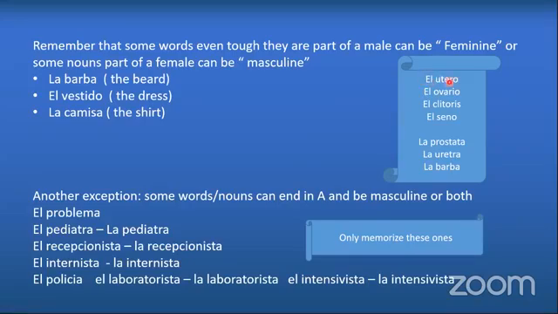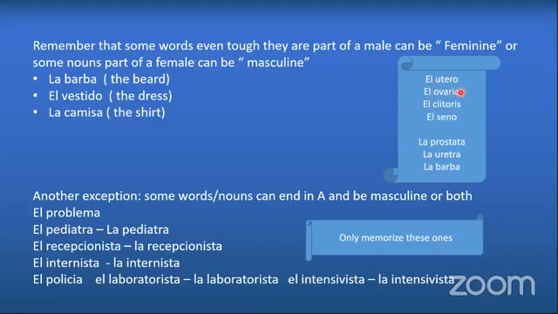El útero. Útero ends in O, so you are going to be assuming that the útero is going to be masculine. You are right. It's a masculine, the uterus. It's masculine, grammatically it's a masculine, that's why it ends in O, and the article is el. So unfair, right? It has to be called la útera. We own the útero, we have to say la útera, but not. In Spanish it is grammatically masculine.